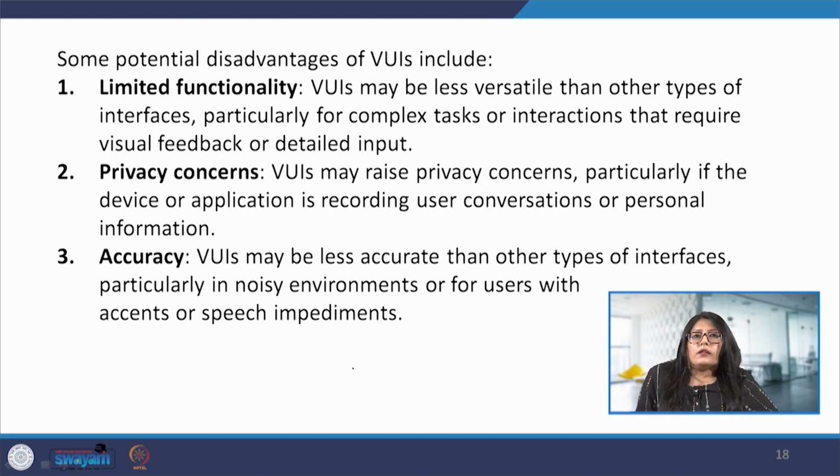And lastly, the accuracy. This particular interaction may be less accurate than the other types of interfaces, especially when we are in a situation like in our house, but maybe some procession or some wedding is going on in the neighborhood. In that case the accuracy will be decreased. And also if somebody has some kind of a speech impairment, in that case also this will probably not be the most effective way out.